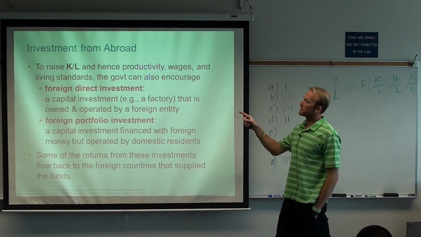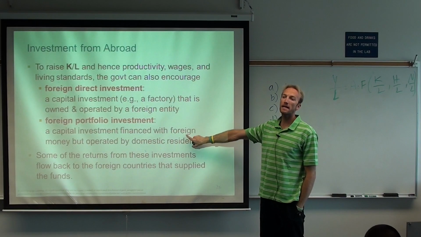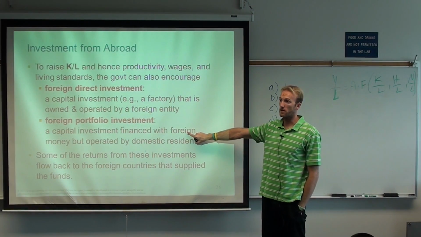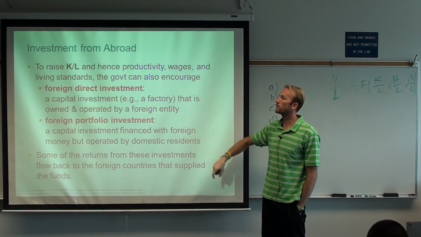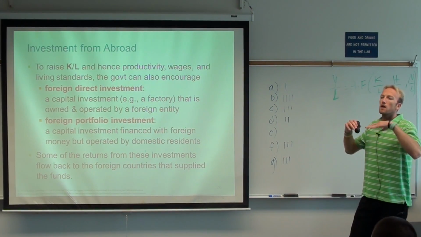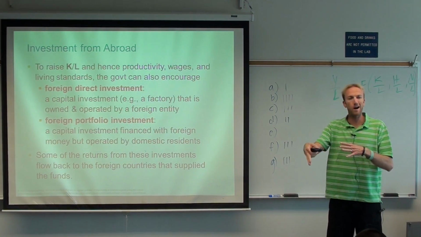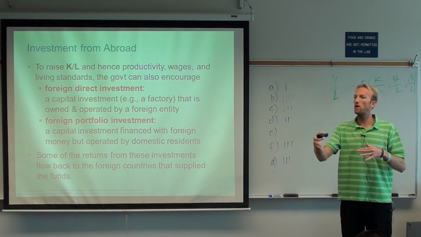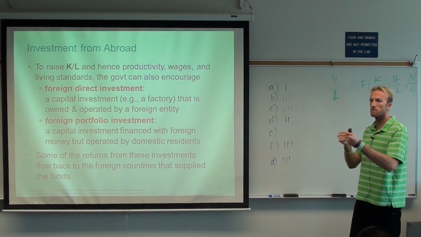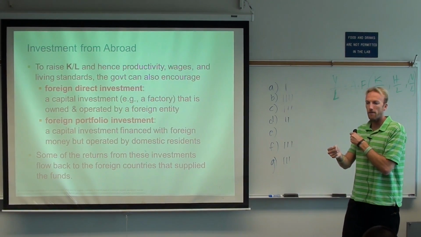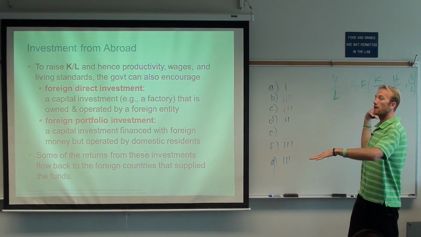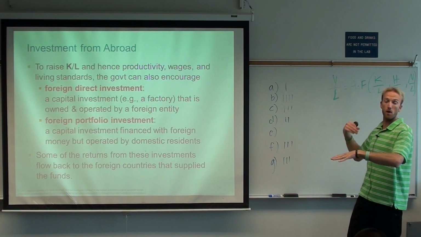Now the other way is to use foreign money to build a factory in your country. That's called foreign portfolio investment. Generally what happens is a foreign investor buys stock or some sort of bonds, or loans money to the company in exchange for some sort of ownership share, and then the company builds its own factory in its own country with money from abroad.